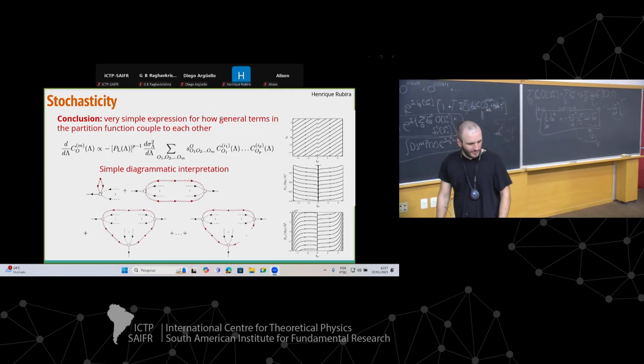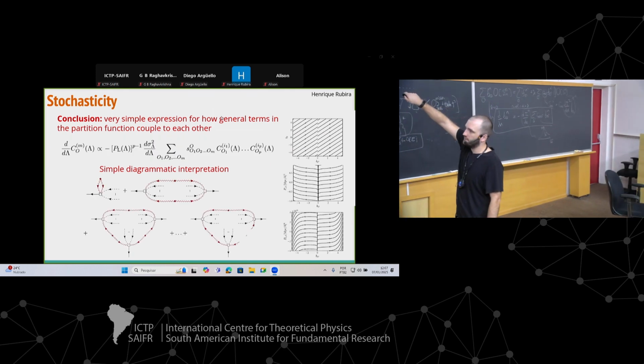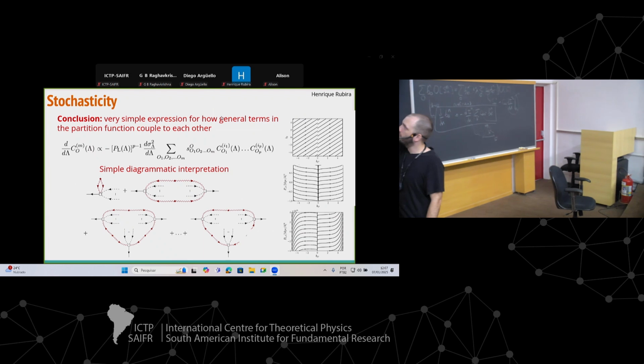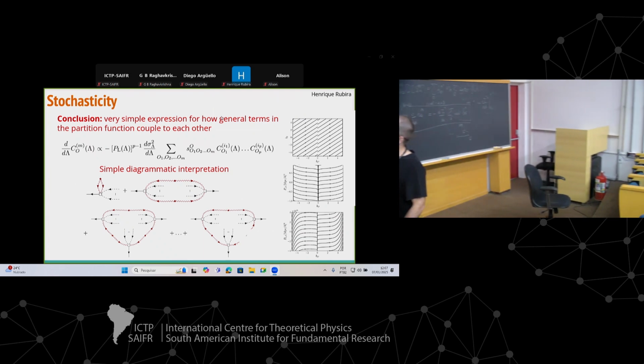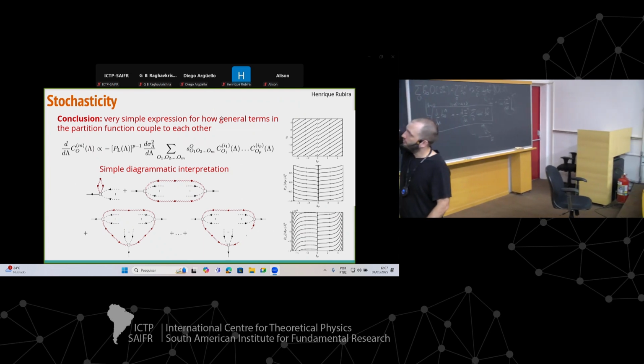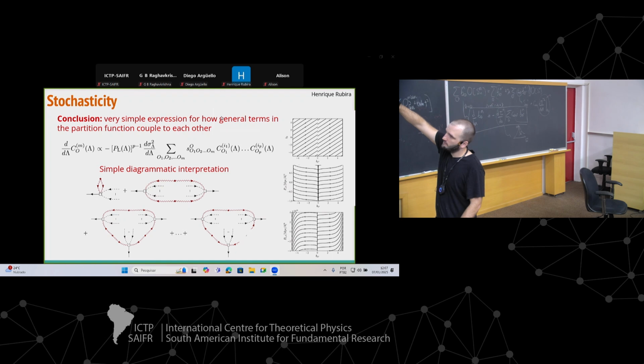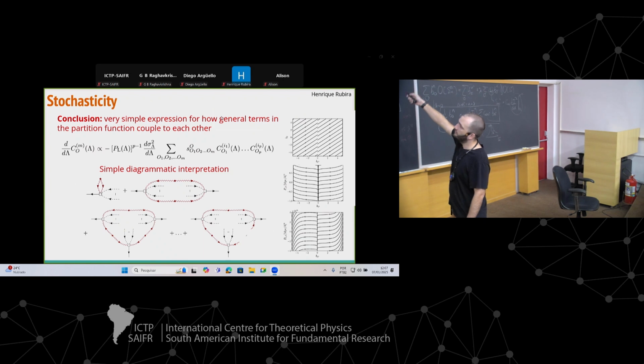And then there's a very simple diagrammatic picture for stochasticity as well. Those are the types of diagrams that generate stochasticity. Those ones here generate the bias running, but those ones here generate stochasticity. So this is what you have for the stochasticity running: the running of the stochasticity parameters together with delta square.